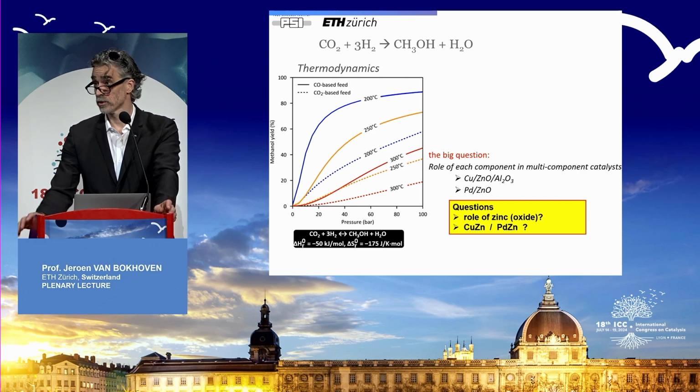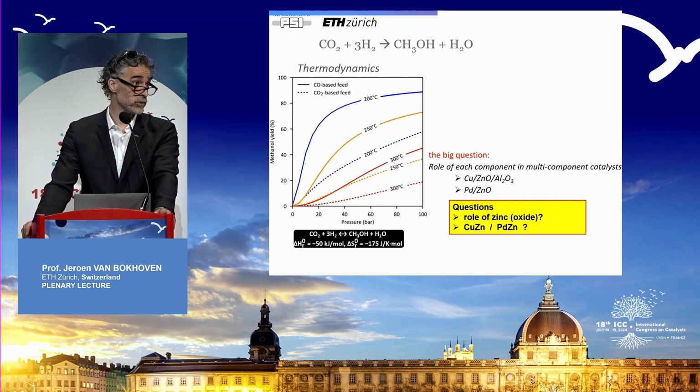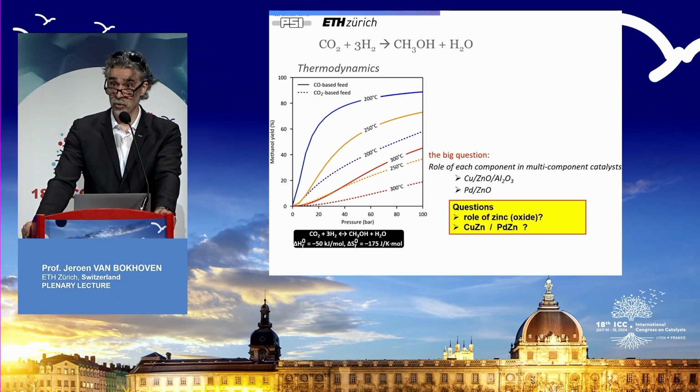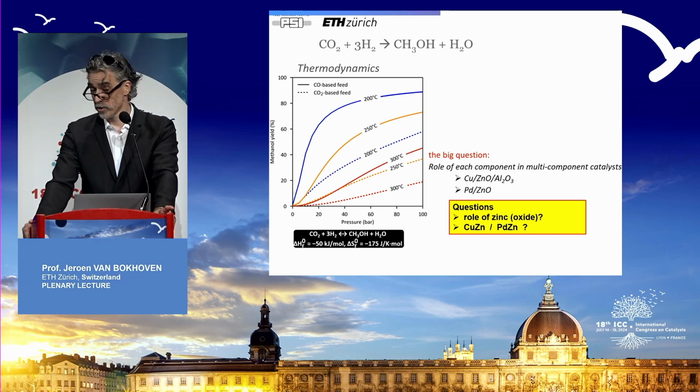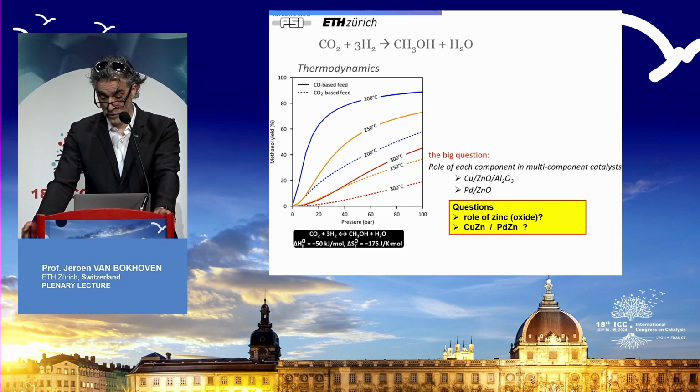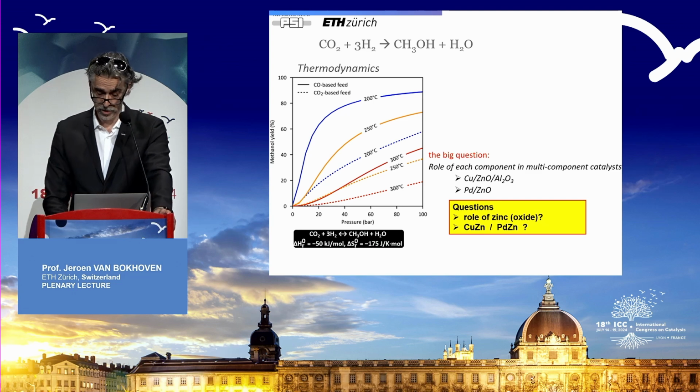Simple considerations, but essential for trying to understand what the structure of a catalyst is. So I'll try to look at the different components, what are the structures, and I will look at the copper zinc oxide on alumina again, and I will look at palladium on zinc oxide. And then the big question is, what's the role of the zinc or the zinc oxide in the system? And is there a role of copper zinc alloy, and is there a role of the palladium zinc alloy in this reaction?